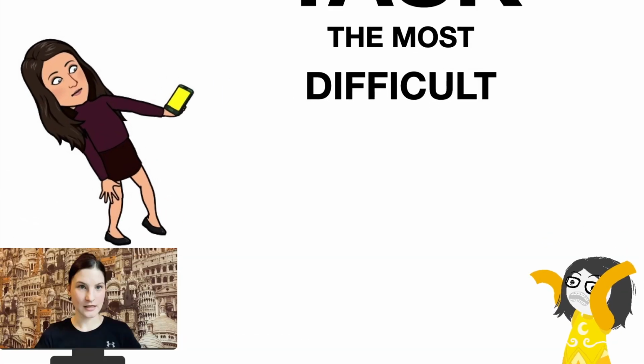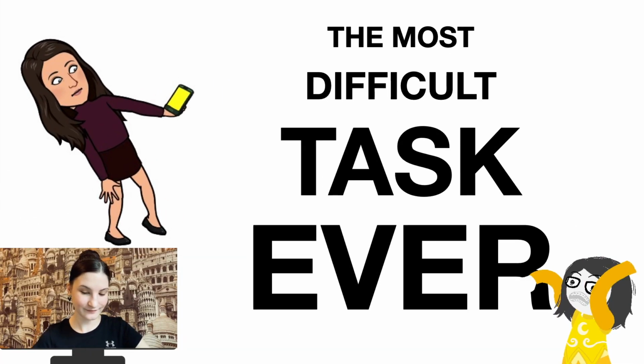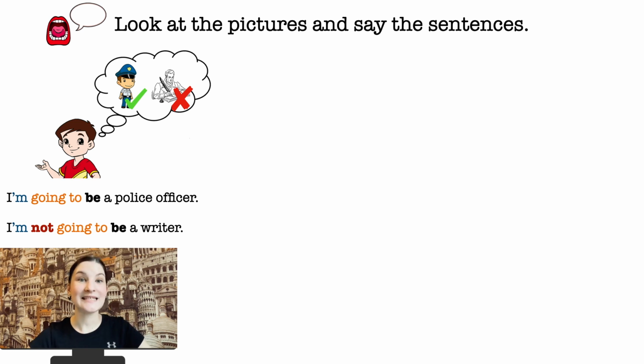And it's time for the most difficult task ever. Are you ready? Look at the pictures and say the sentences. Now you can see the boy and you can see two professions. You can see a red cross and you can see a green tick. Let's read the example. I'm going to be a police officer. Can you see the police officer? Can you see the green tick? It means yes. I am not going to be a writer.